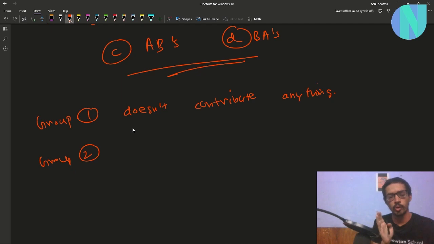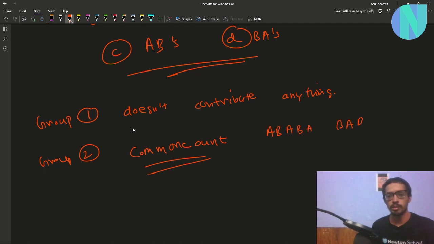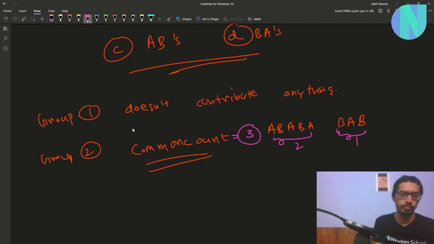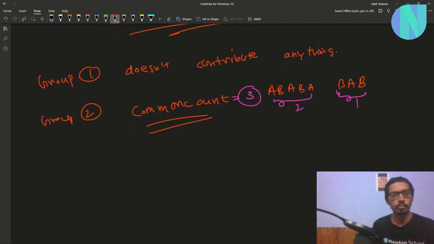Now group 2, our group 2 contributes the same to AB and BA. So we will call that common count. For example, if our common strings are AB, AB, A, BA, B, then it contributes 1. So our common count will be equal to 3 here. So the number of common AB and BA strings that we can get from group 2, that will be our common count. Now we move on to group 3.